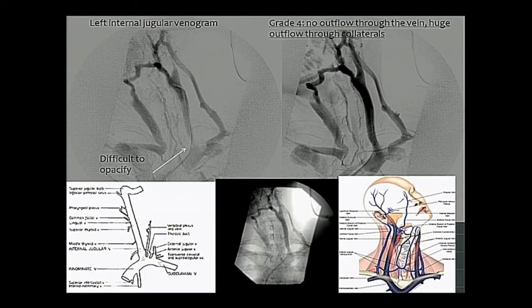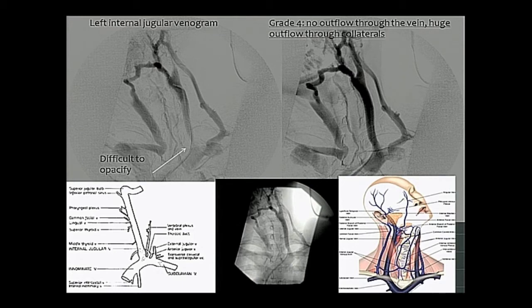Another example of a grade 4 where it was actually hard to opacify. This is the IJ here. You can see tremendous filling of collaterals. It's the sort of thing where sometimes you have to get your anatomy book out and review the collateral anatomy. I won't go through all this now for time, but it can be interesting to go back and look at all this and try to figure out which veins you're looking at here.